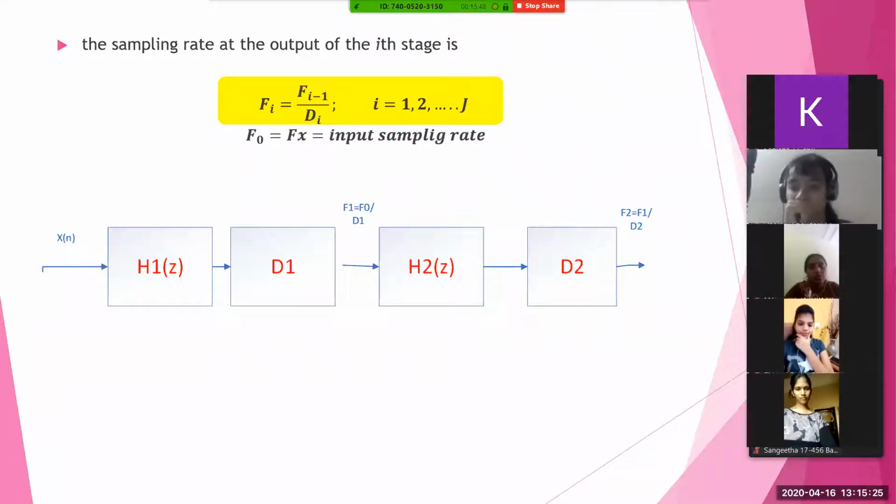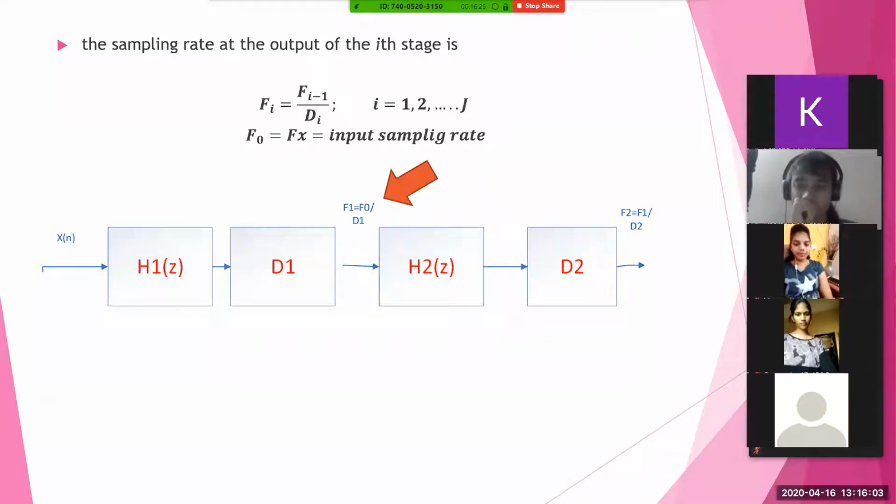Here I have taken an example. If you look at this block diagram, I'm trying to divide the decimation factor into two parts. That's why, as you can see, there are two stages. First stage, a filter followed by a downsampler. Again, the second stage, a filter followed by a downsampler. Where the arrow is pointing, you can see one new sampling rate has appeared after that stage, which is f0 divided by d1.